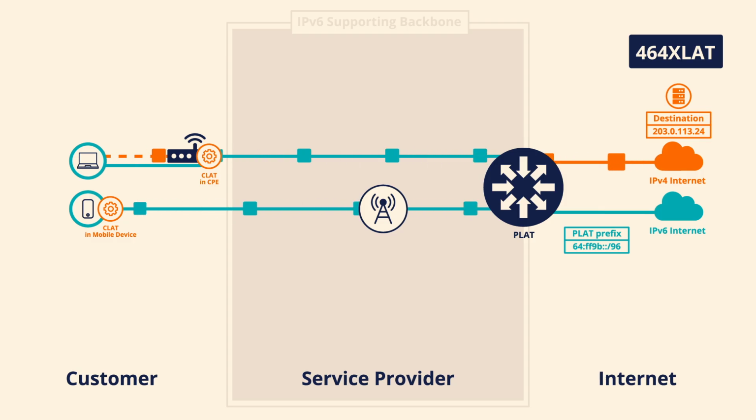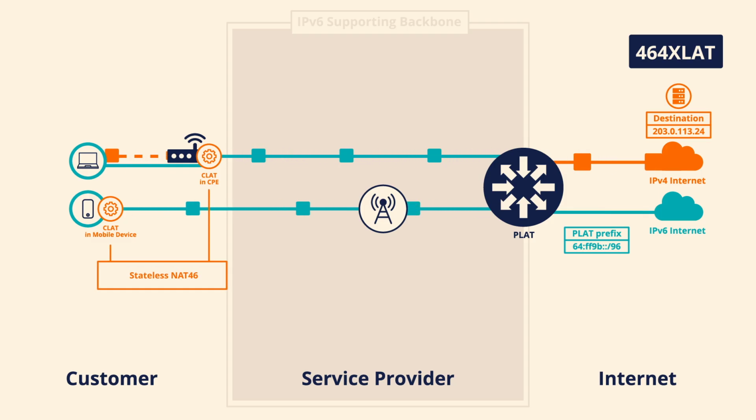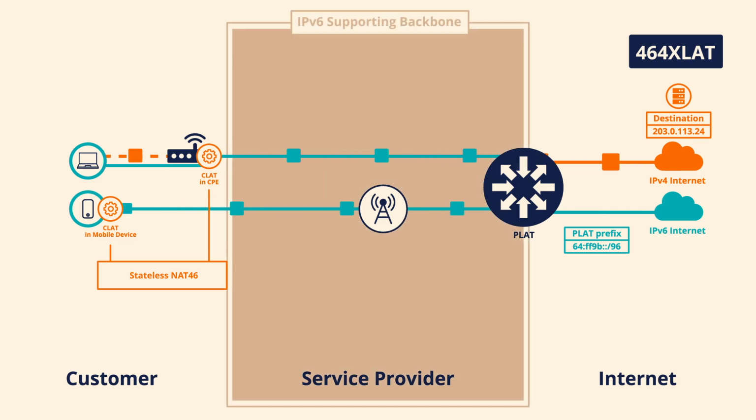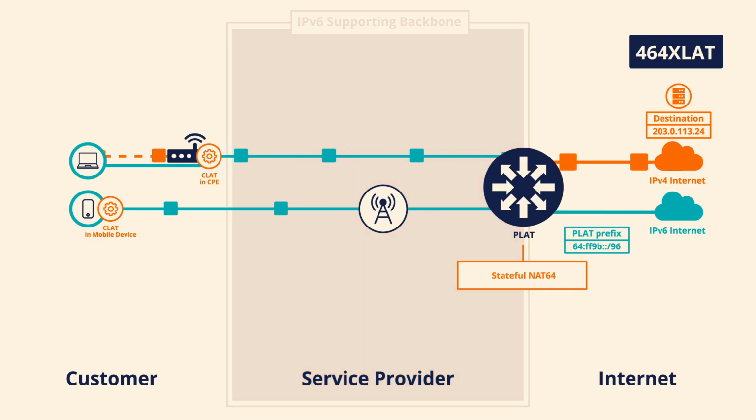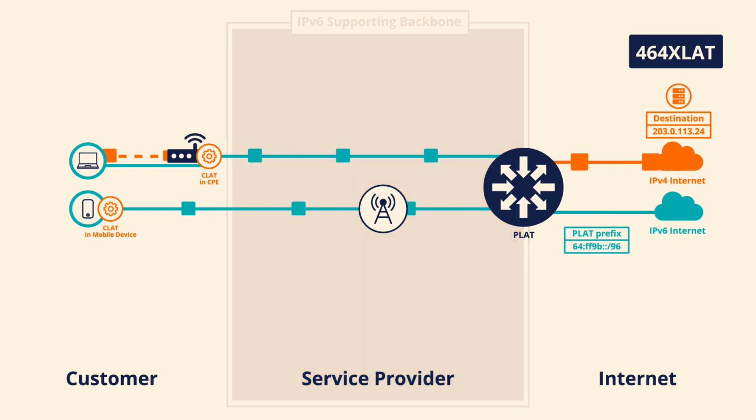Here's the complete end-to-end flow showing the 464 transformation. An IPv4-only application thinks it's on a regular IPv4 network, but its packets undergo two translations. Stateless NAT46 at the CLAT, transit through the IPv6 backbone, then stateful NAT64 at the PLAT. Return traffic follows the reverse path.